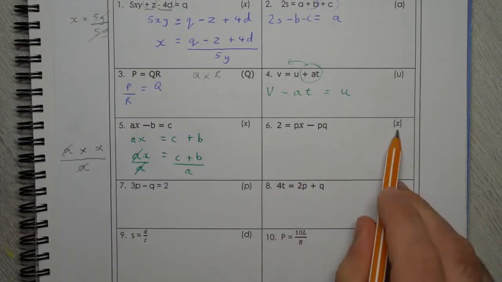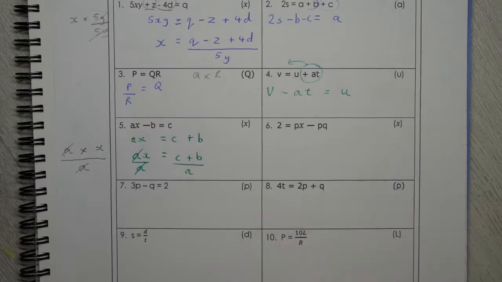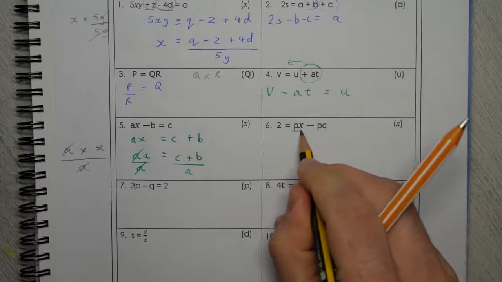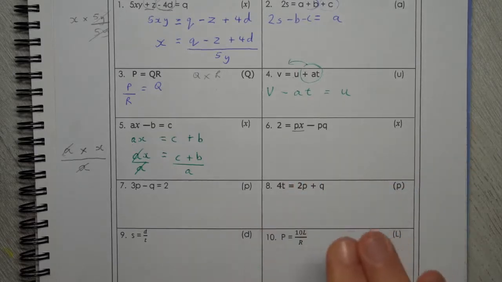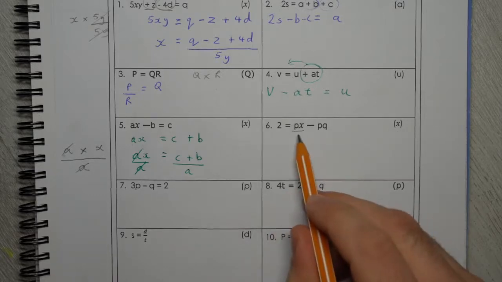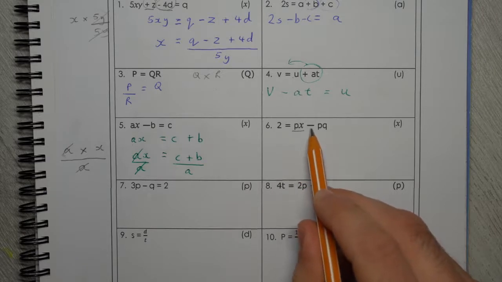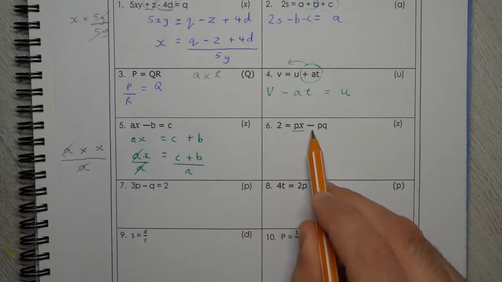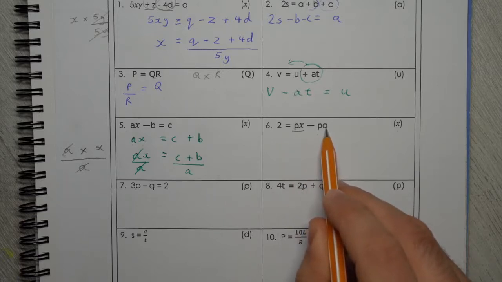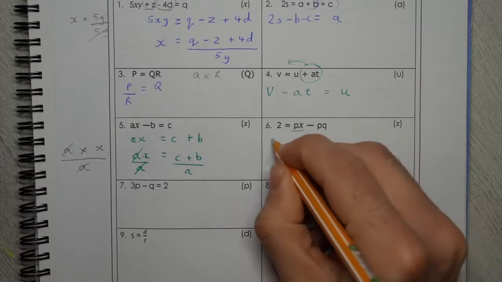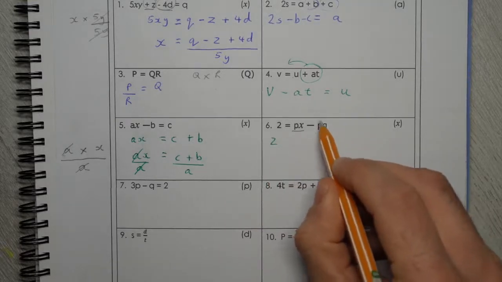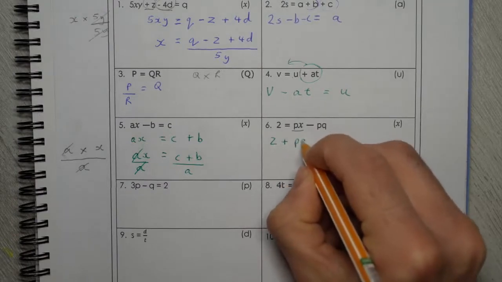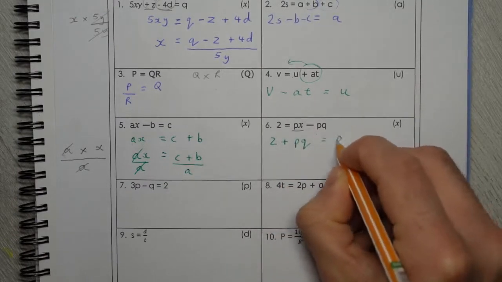Question 6. Again, we need x, the subject of the formula. The term that has x in it is px. So for now, I'm going to leave it as px. I'm not going to try and remove that p. What we need to do is that we have minus pq on this side with the term that has x in it. So first I'm going to remove minus pq by taking it to the other side. So we have 2, it is minus pq, it will become plus pq is equal to px.